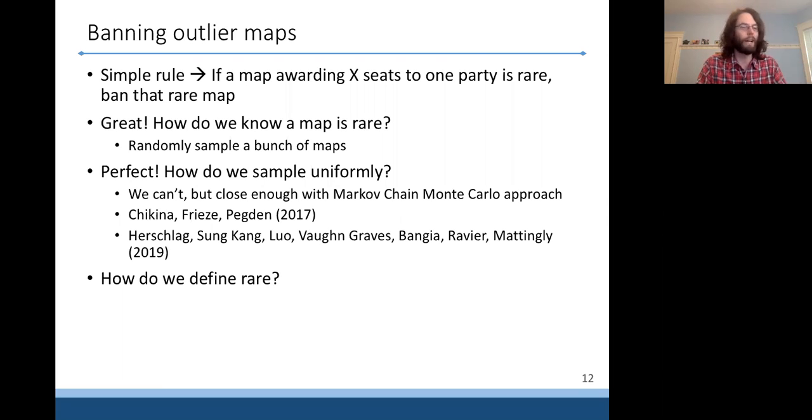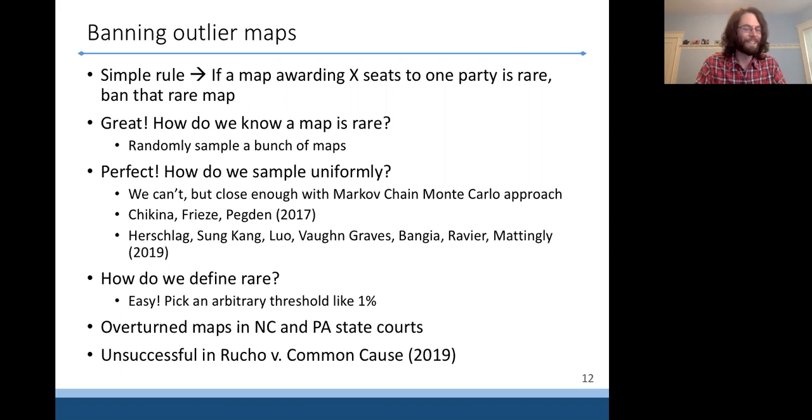And also, how do we define rare, right? That's easy. Pick an arbitrary threshold like 1%. That's fine. Actually, I think we use 2%. Yeah, we use 2% in our paper, but you could use 1%. And then this has overturned maps in states like North Carolina and Pennsylvania, which we talked about earlier. So it's worked in state courts. It wasn't successful in the Supreme Court case, although there's a lot of other factors there. But as a measure, it's the measure that has finally been somewhat adopted.